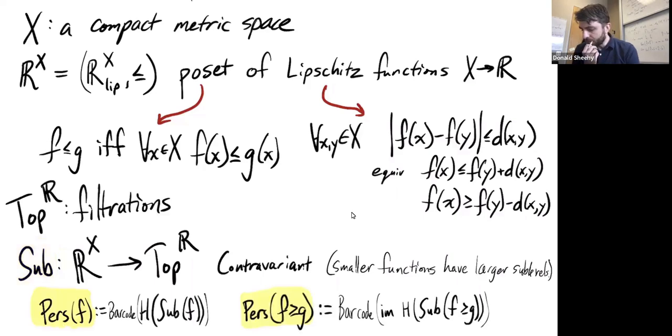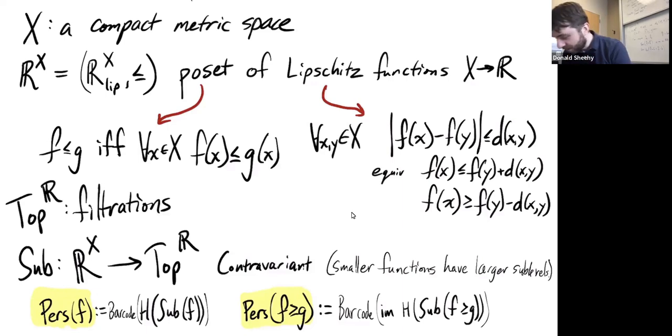I'm also going to use this notation. This is not a functor, but when I write the persistence of f, I mean the barcode of the homology of the sublevel filtration of f. And if I now have an ordered pair, like f greater than or equal to g, I use greater than or equal to because of this contravariance. If f is larger than g, then I look at the barcode of the image of the homology of the inclusion of the sublevel filtrations. I know that's a lot. I just threw a bunch of definitions at you. Are we good? Anyone want to slow me down?